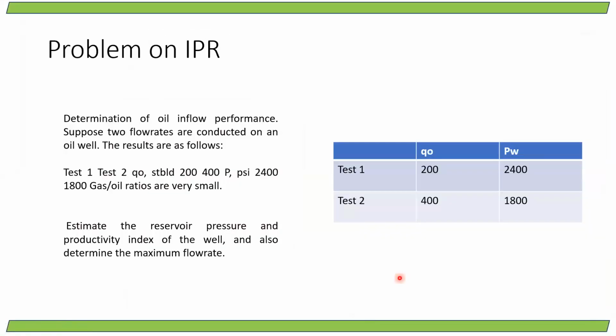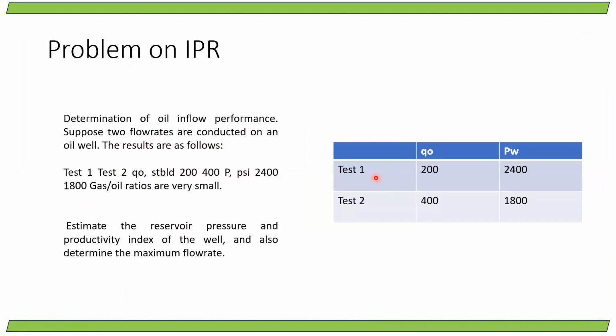Then let us start to understand this in Excel. First of all, we have to construct the IPR with the data that we have. So, determination of oil inflow performance. Suppose you have two flow rates, how to construct an IPR and get the value of reservoir pressure as well as AOFP.